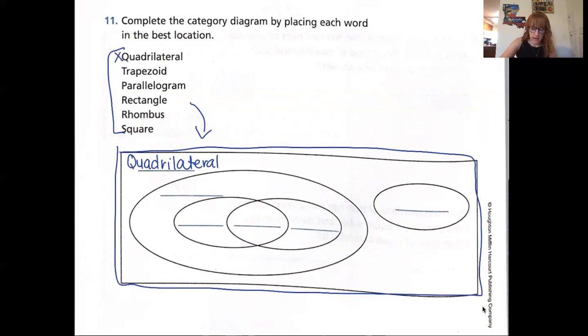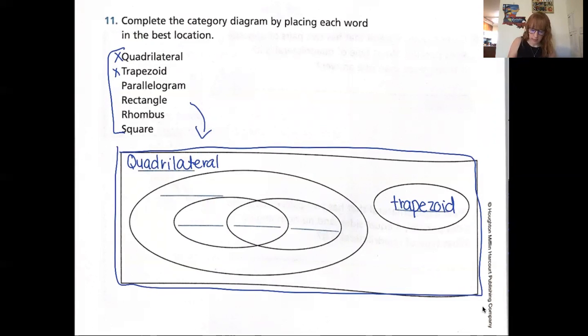Now we know that a trapezoid has 4 sides, but has exactly 1 pair of opposite sides that are parallel, and there's nothing else that goes with it. So we're going to put trapezoid over here because that's where it goes. It's unique. It goes all by itself. Cross off trapezoid.